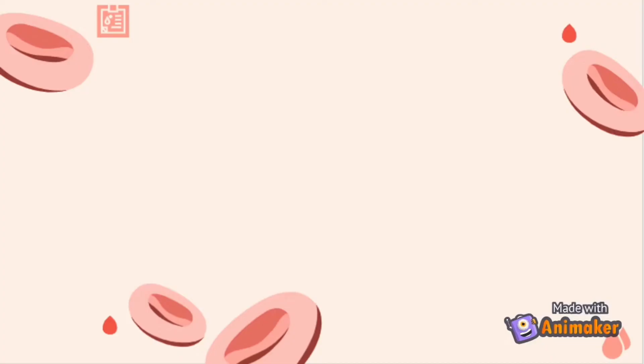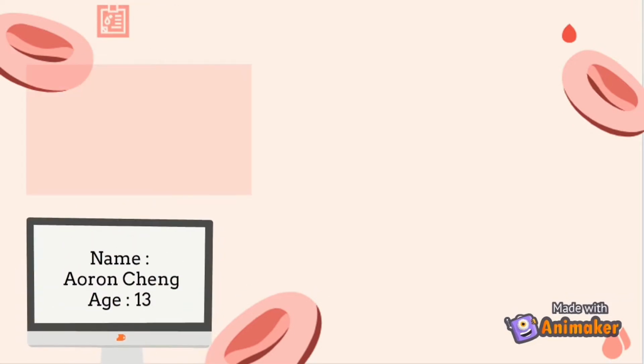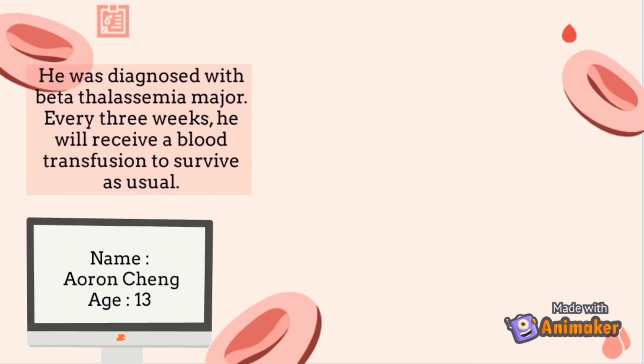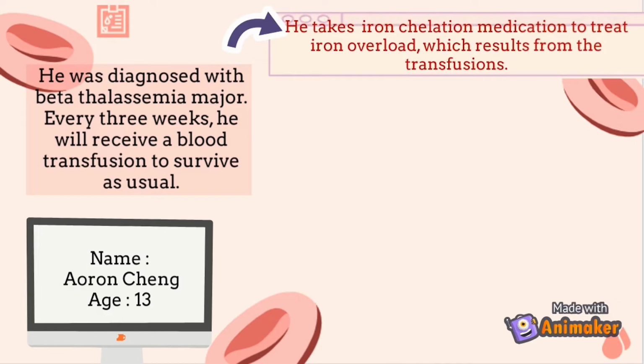The next case is Aaron Cheng, who has suffered from beta thalassemia major since he was 1 year old. Every 3 weeks, he will receive a blood transfusion to survive as usual. Another part of his treatment involves taking iron chelation medication to treat iron overload, which results from the transfusion. But if left untreated, this excess iron could lead to complications such as heart failure or liver cirrhosis, a condition where the liver is scarred and permanently damaged.